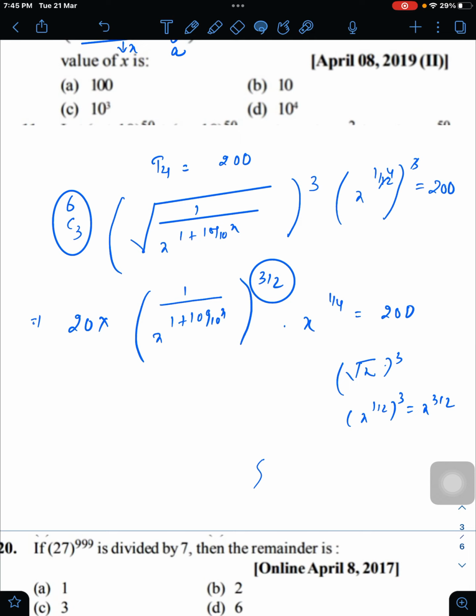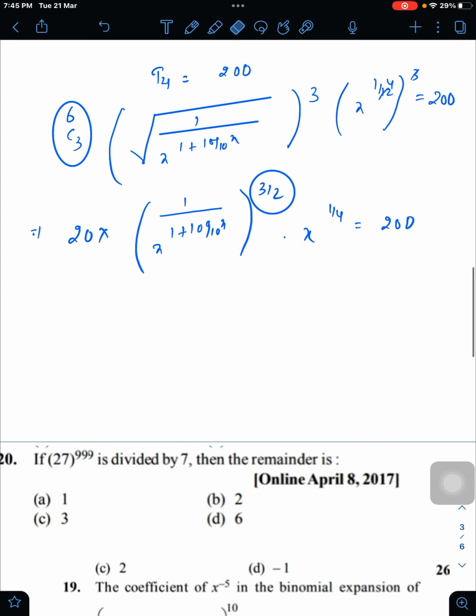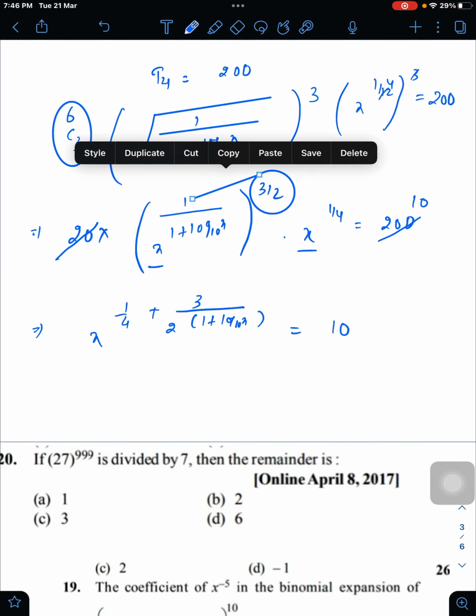Okay, now moving ahead, what can I write? So beta, I can write, look, 20, 10. I guess it is clear for you people. Fine. So I can write what, beta? x to the power, look, the base is the same, so the powers are going to be added. So 1 by 4 plus 3 by 2 bracket 1 plus log 10 base x, it is going to be equal to 10. Now powers get added and this power gets multiplied. The basic concept of exponents.